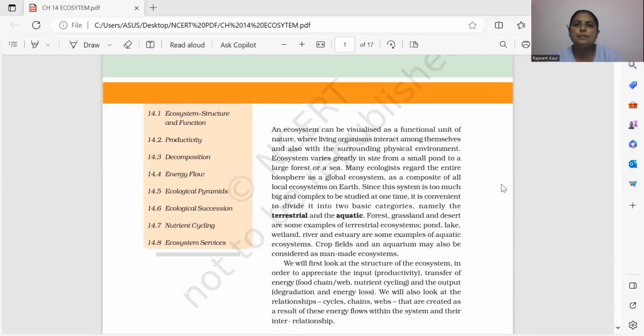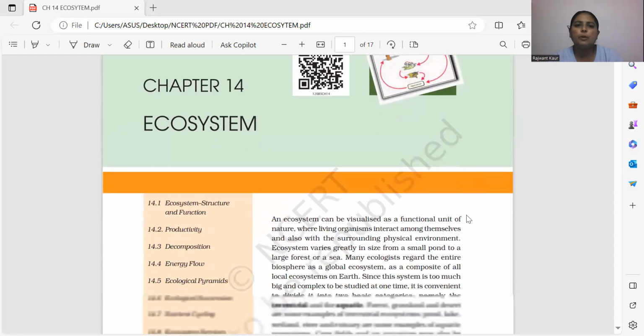Good morning, students. Today we are starting with chapter 14 of our NCERT book, and the name of the chapter is Ecosystem. So what are we going to study in this chapter, Ecosystem.